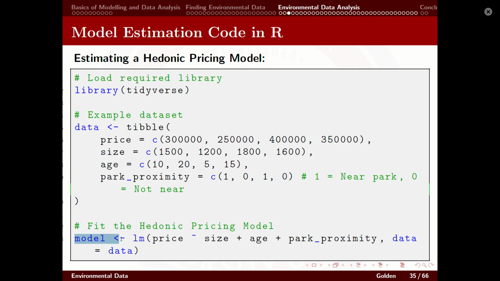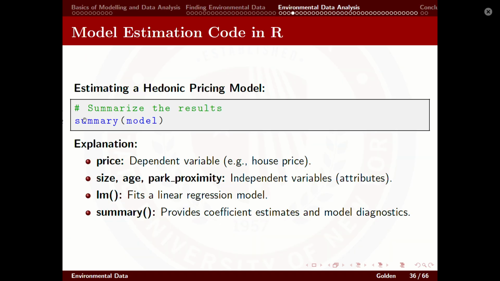So then you fit the hedonic pricing model. You do model <- lm(), linear model, so the model will be saved. This is a built-in function in R. You don't have to import anything. Of price, you have this tilde, which means price is a function of size plus age plus park proximity. And then data, this argument, you write data and then equals the name of your data set, in this case, data. So you've created the model, and then to estimate it, you just do summary(model).